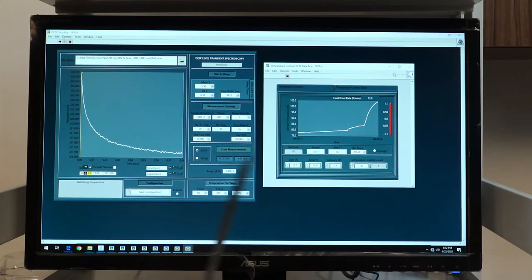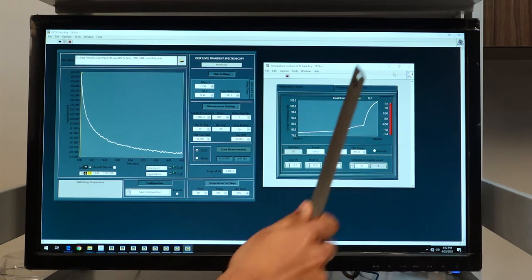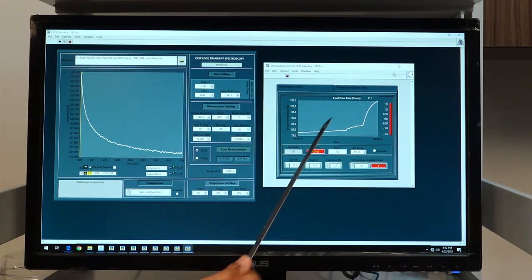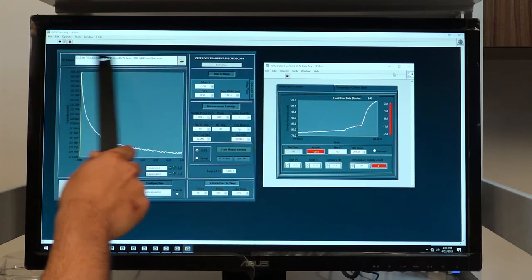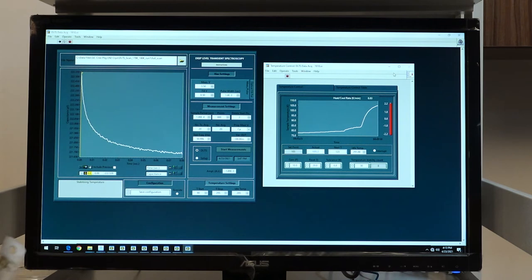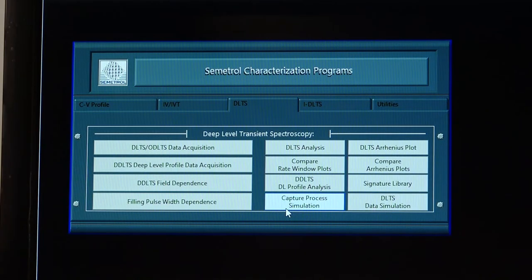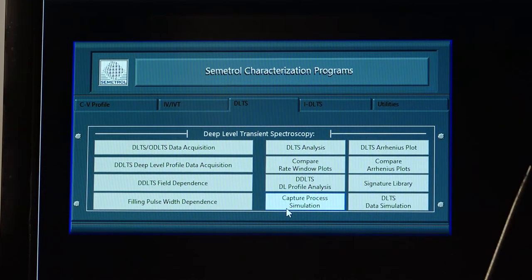We will repeat this for multiple temperature steps as we go from 80 Kelvin to higher temperatures, and subsequently all the data will be saved in the file that we enter in the file name section. And once the data acquisition is complete, and now that we have already learned how to load and carry out DLTS data acquisition, we will now move on to the next section, which is data analysis of the DLTS spectrum.